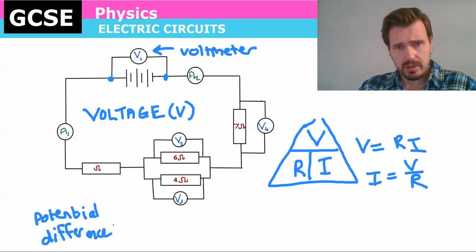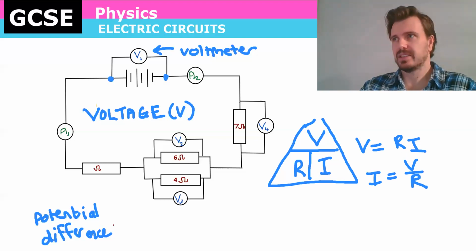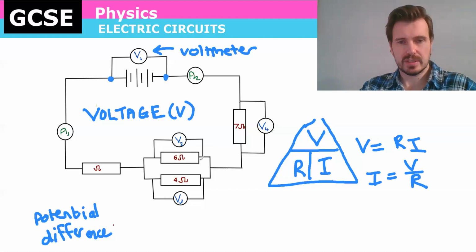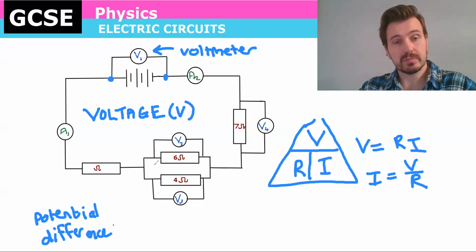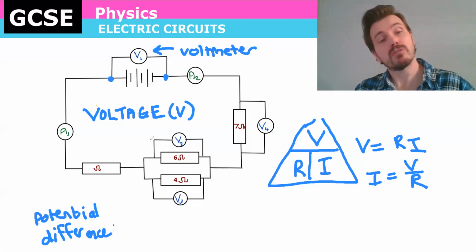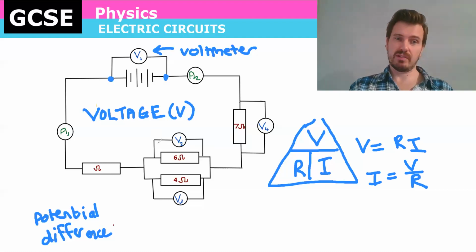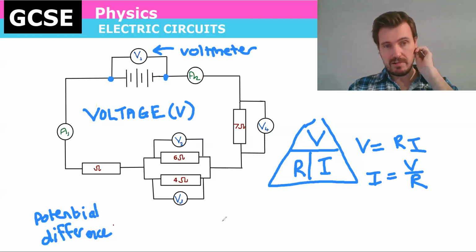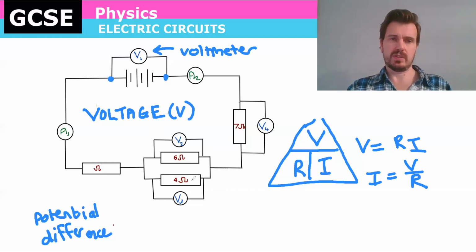Now, you can't just plug into the equation blindly with these circuit problems, because sometimes voltage doesn't behave in the same way. Voltage doesn't behave in the same way that current does. In fact, it's almost the opposite. Current is the same at the beginning of the circuit and at the end of the circuit, whereas voltage gets used up in the circuit.